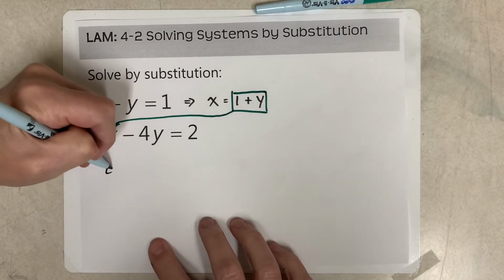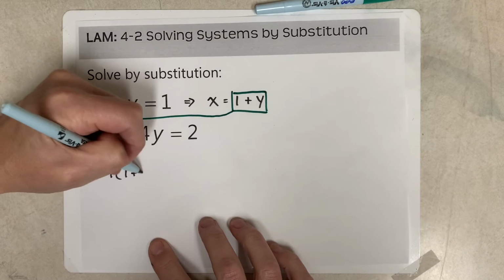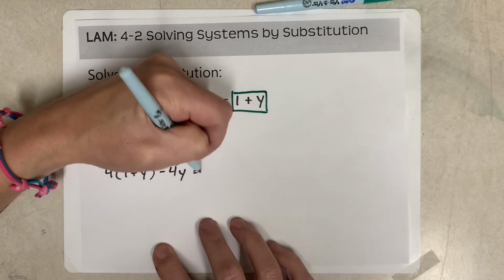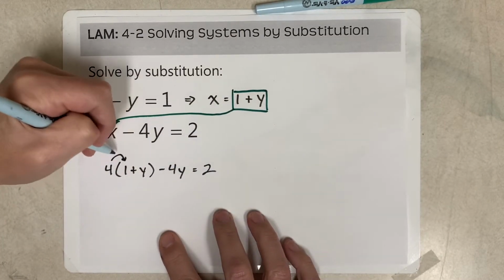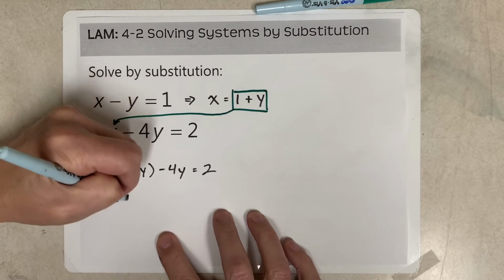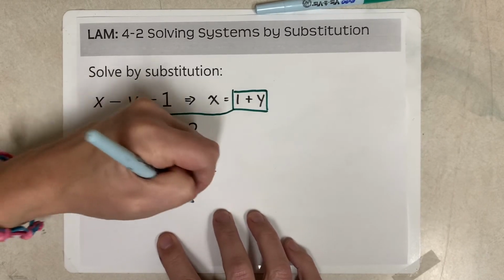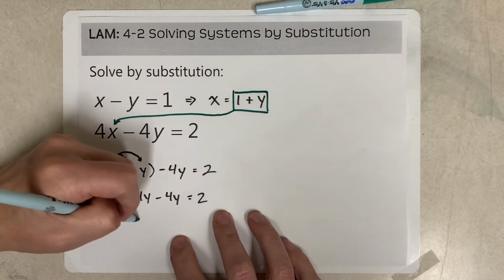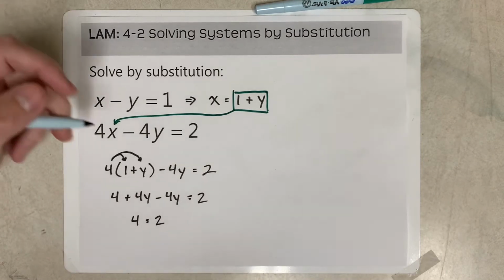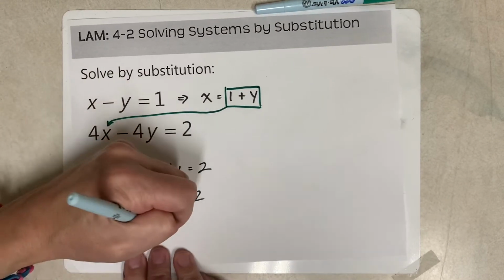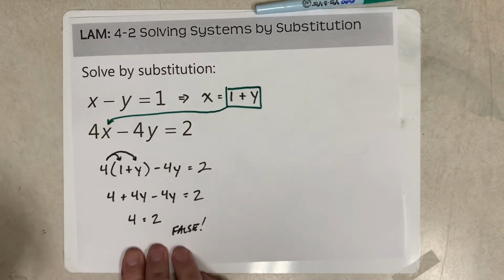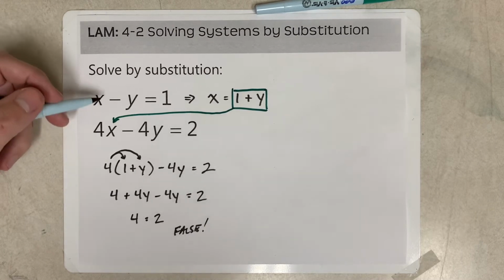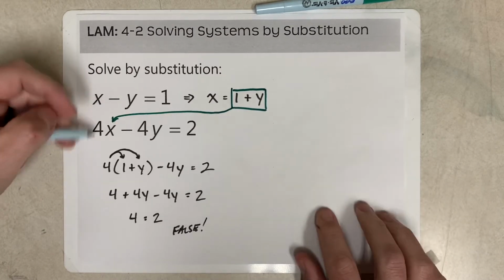So now we get 4 times, not x, but 1 plus y, minus 4 times y equals 2. And distribute. So 4 plus 4y minus 4y equals 2. Well, the 4y and negative 4y cancel out, and we get 4 equals 2, since those canceled out. That is a false statement. So if the variables cancel and it leaves a false statement, that means the two lines have the same slope, but different y-intercepts. And so they are parallel lines.